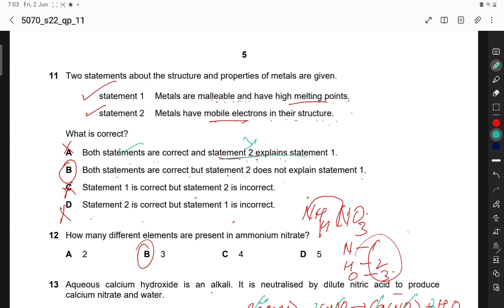So it does not explain that metals are malleable and have high melting point. Metals are malleable because atoms are arranged in regular layers and have high melting point because metals have strong electrostatic force of attraction which requires high energy to break. So that's why it is incorrect. Both statements are correct, but statement 2 does not explain. This is the correct option.